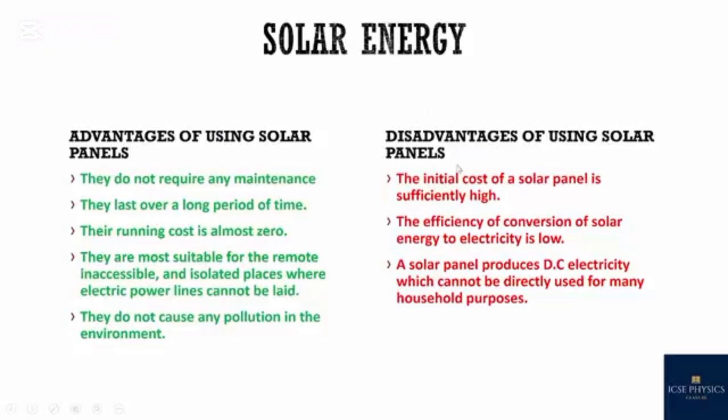The disadvantages: the initial cost of a solar panel is sufficiently high. Efficiency of conversion of solar energy to electricity is low. A solar panel produces DC electricity which cannot be directly used for many household purposes. At night, we cannot produce solar energy. So what we can do is, the solar energy produced in the daytime can be stored in batteries or in storage so that it can be used at night. So this is how solar energy produces electricity.